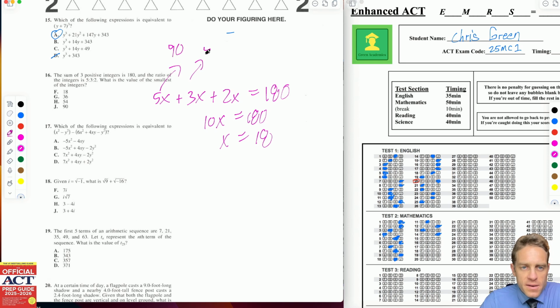90, 54, and 36. What's the value of the smallest? Yeah, it's 36.